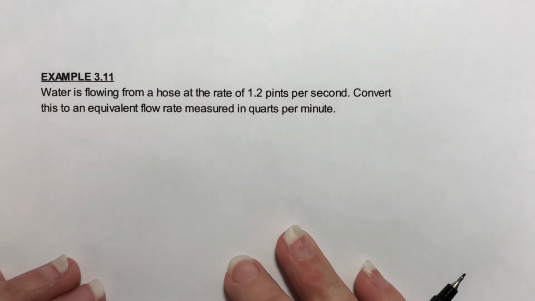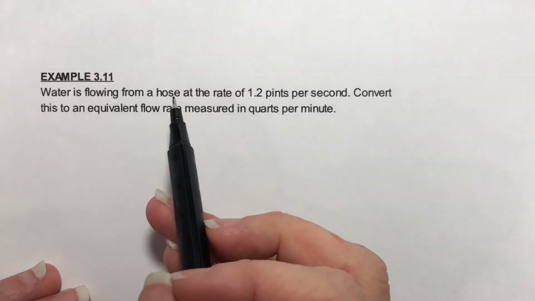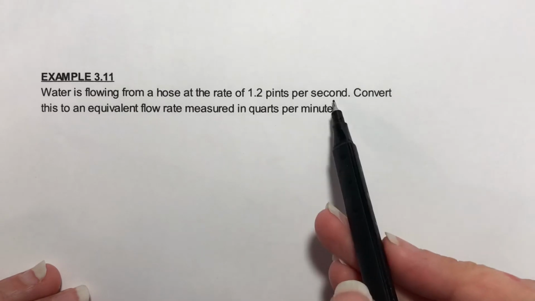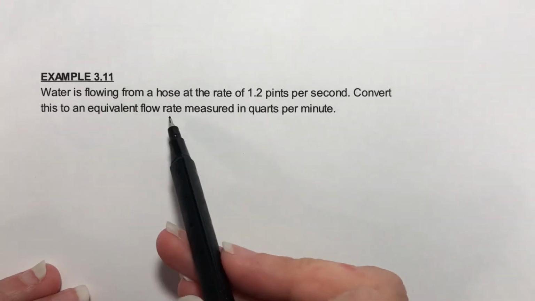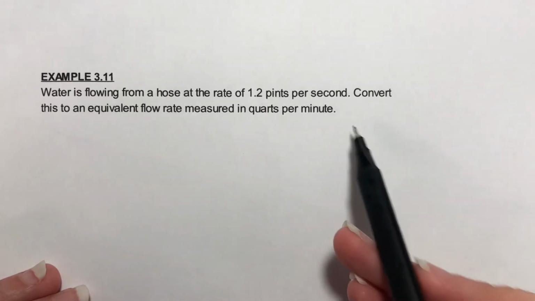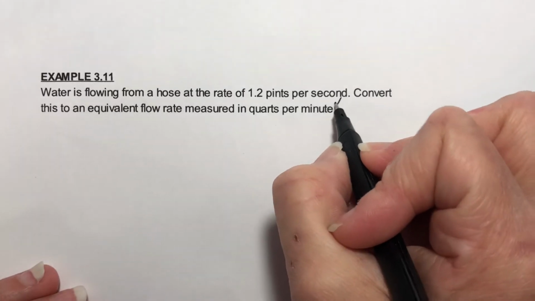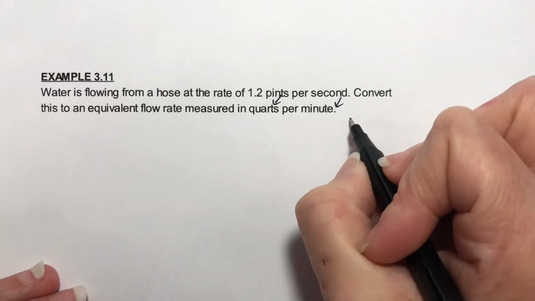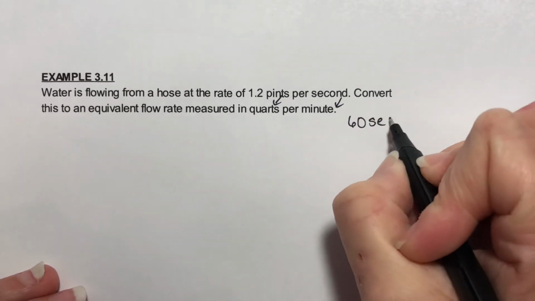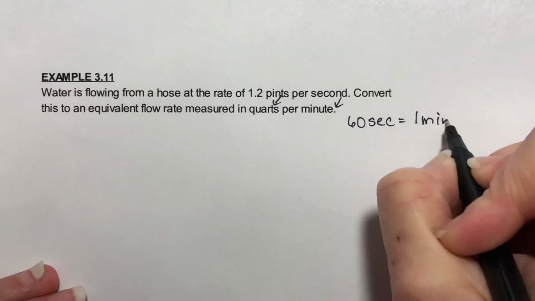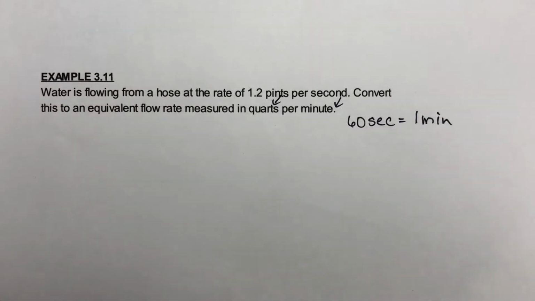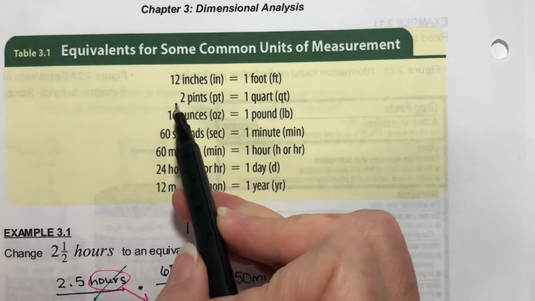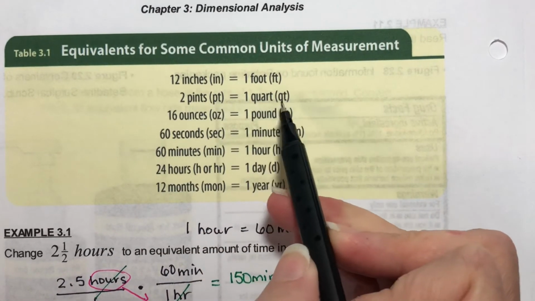Okay, last one in this chapter. Water is flowing from a hose at the rate of 1.2 pints per second. Convert this to an equivalent flow rate measured in quarts per minute. So I'm going to need to change seconds to minutes and pints to quarts. Seconds to minutes, I'm sure you know. 60 seconds, we just used it, is equal to 1 minute. But what about pints and quarts? Okay, so I go back to our equivalency sheet, and I have 2 pints is equal to 1 quart.